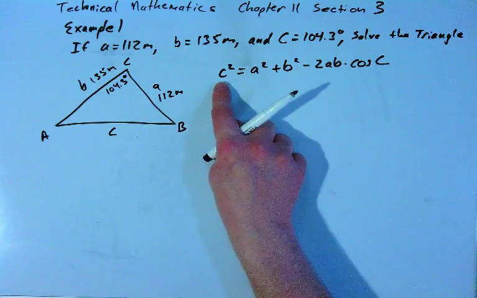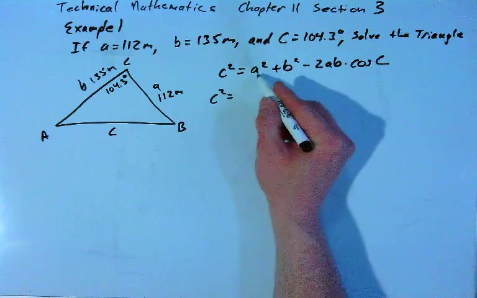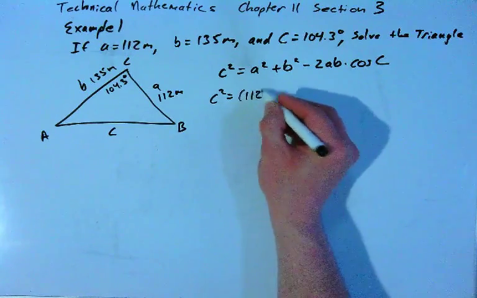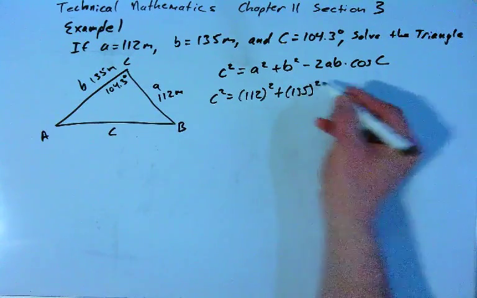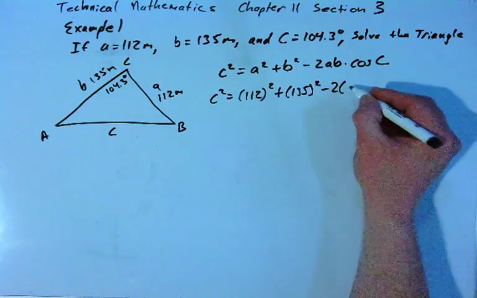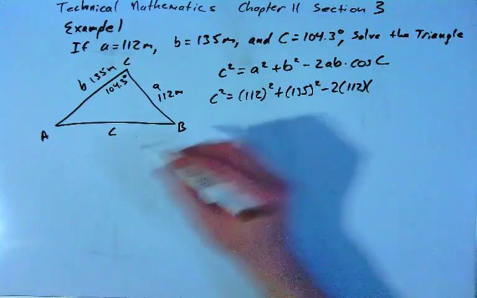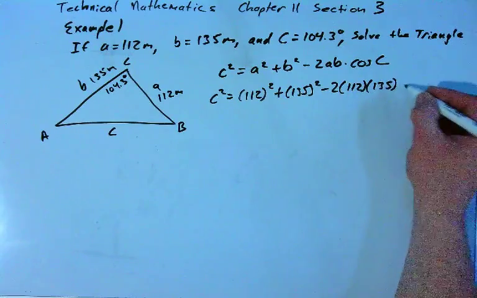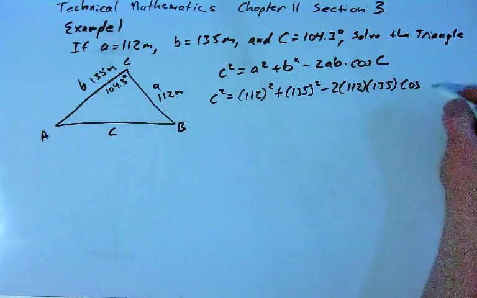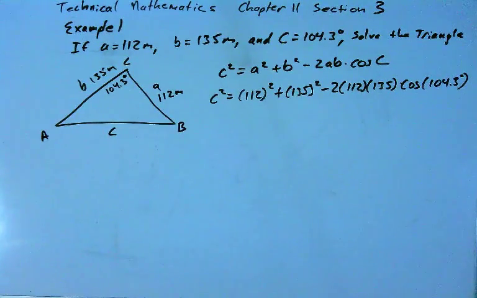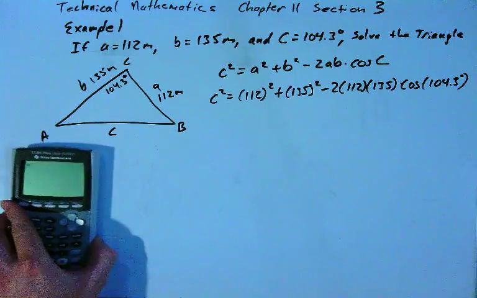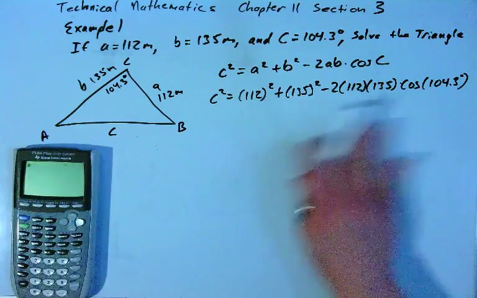I don't know side C, that's actually what I'm trying to solve for. I do know A is 112, and that's squared. I know B, which is 135, and that's squared, minus 2 times A is 112, times B is 135, times the cosine of angle C, which is 104.3 degrees. Okay, so I'm going to want to work this out, and I'm going to want to try to take it one step at a time. You can type all of this into your calculator at once if you're proficient with your calculator. Otherwise, you might want to take it one step at a time.